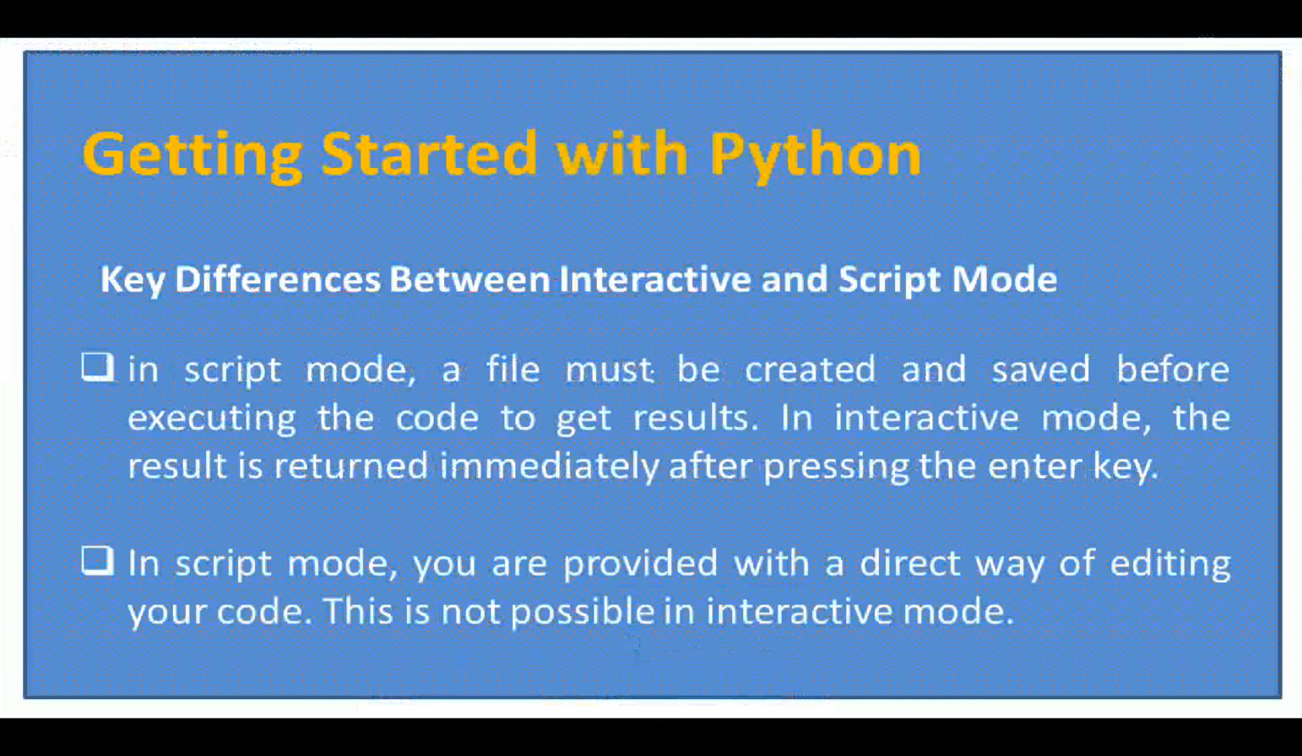In script mode, the file must be created and saved before executing the code to get the results. The second method which I told you is script mode, in which I created a file and saved that file before executing it. Whereas in interactive mode, the results are shown immediately just after pressing the enter key. I just write the print statement on the prompt and press the enter key, and I get the result. In script mode, you are provided with a direct way of editing your code. In script mode you can do the editing, but this is not possible in the interactive mode.